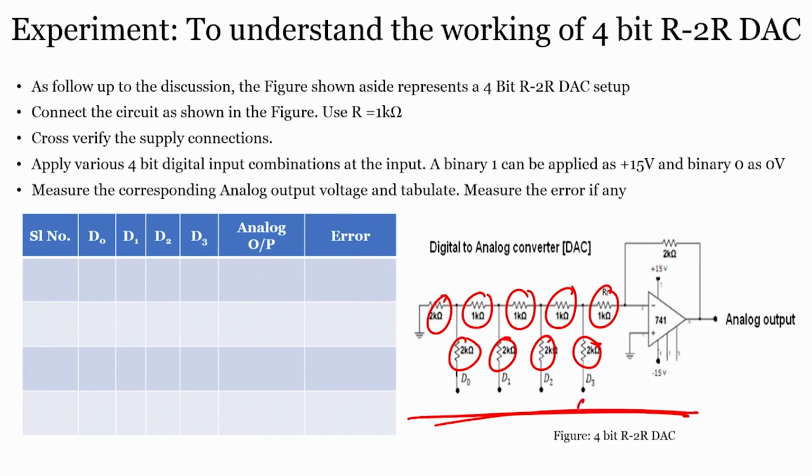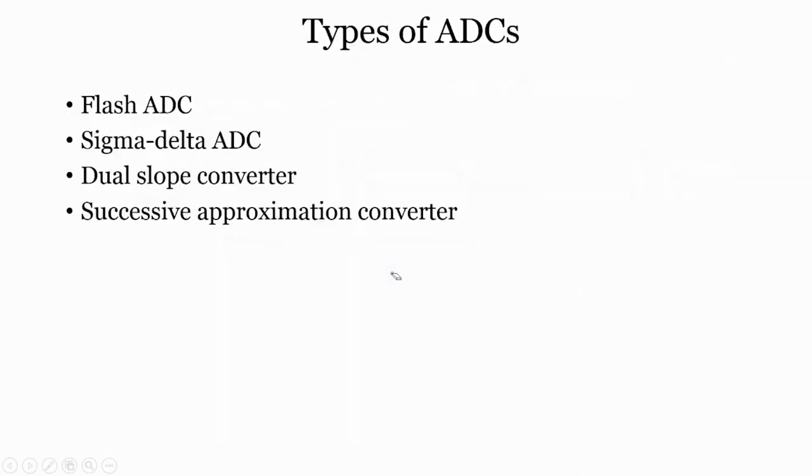So, I will apply 0 0 0 1 or 0 0 1 0, depending on how it is connected, and measure the corresponding analog voltage, tabulate it and measure the error. We can put different values: for 0 0 0 0, the analog output should be 0 and the error should be 0; for 0 0 0 1, you have an analog output and the error should be something. So, you have to do this experiment and measure the analog output at the output of the operational amplifier 741, and if there is any error you should measure the error as well.